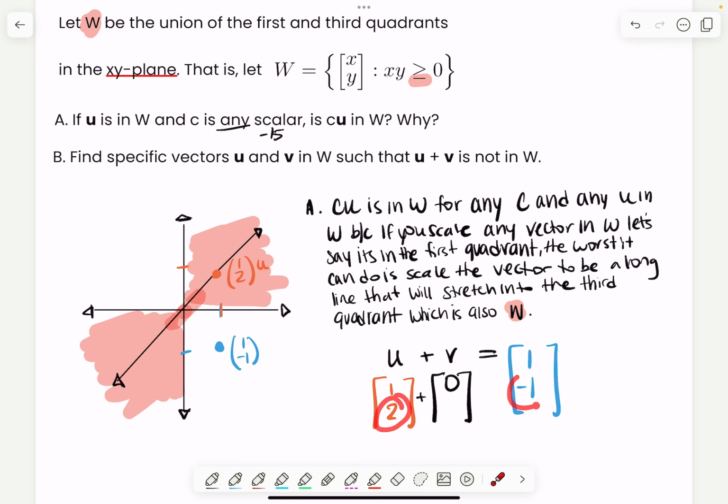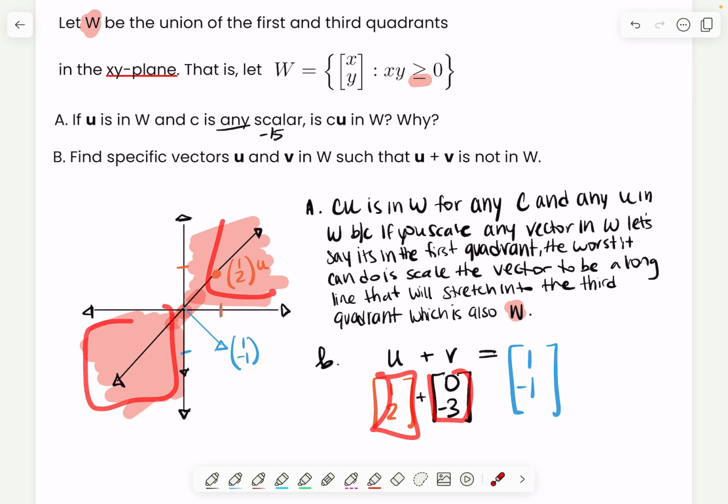How can I get from here to here? Well, I would subtract 3, because -3 plus 2 gives you -1. And then you check, okay, is 0, -3 a vector in the pink space? Well, 0 is right here, and then down 3, that would be the vector. And that's still part of this space because it says that we can include 0. So we found two vectors whose sum, whose resulting vector, this one, is outside of W, outside of the pink space. And sometimes it might not work in the first round. You always have to check that these two are actually inside your first and third quadrants.